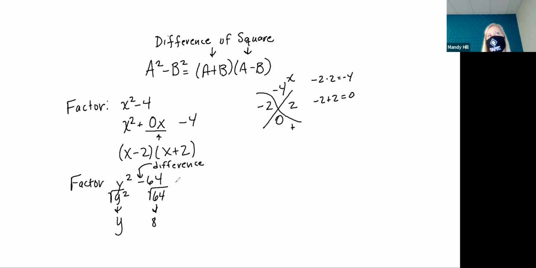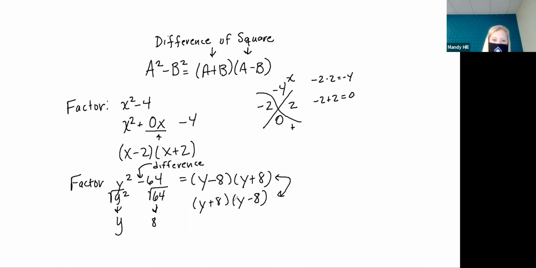That's why it's called the difference of squares, because we can take the square root and they come out perfect. And we know that it's y minus 8 times y plus 8 after you do that. You're done, because that middle term is going to cancel out and be 0. You can switch it and do y plus 8 times y minus 8. That's the same difference. Doesn't matter which one you put in the front or the back. Difference of squares. Okay.